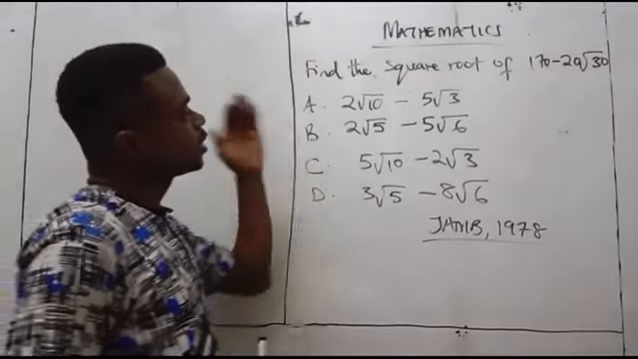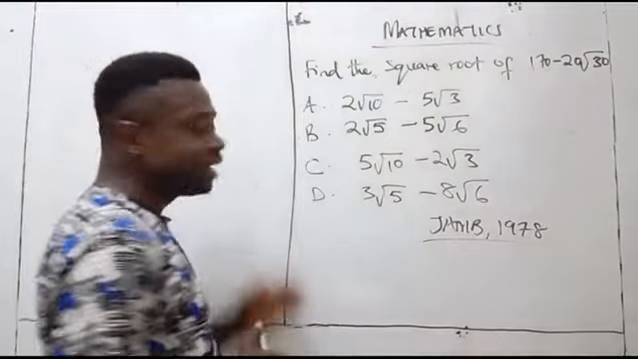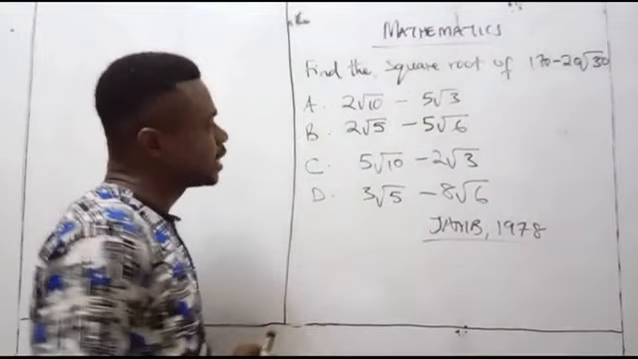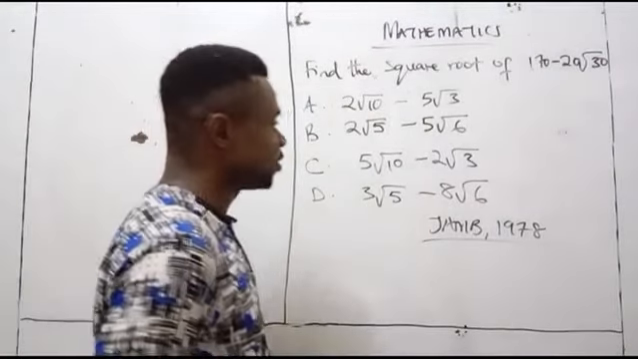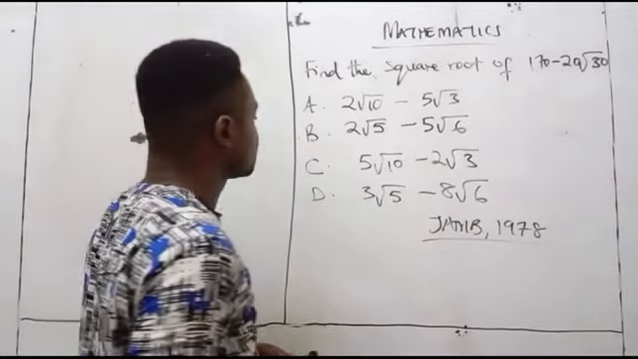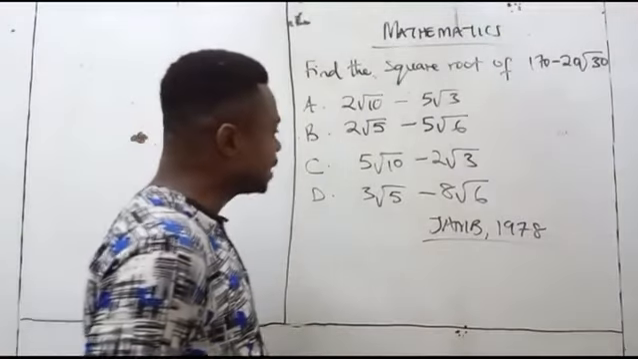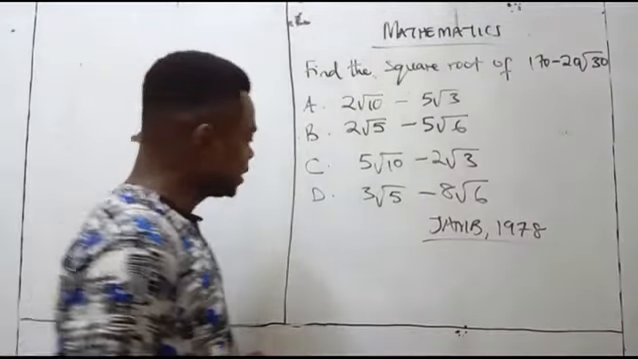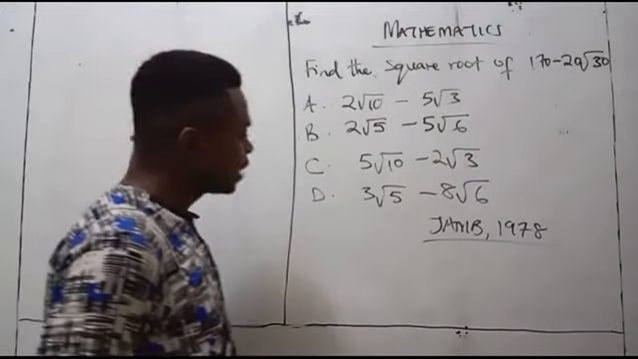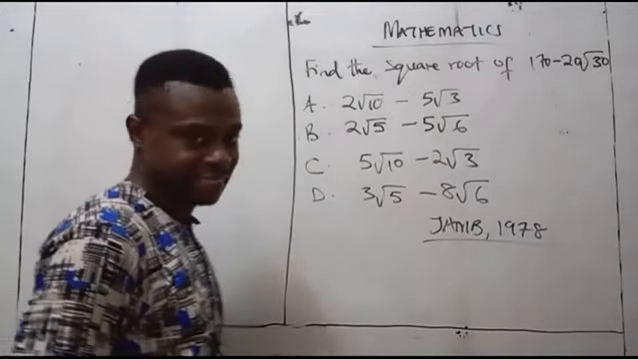Option A says 2 root 10 minus 5 root 3. Option B says 2 root 5 minus 5 root 6. Option C says 5 root 10 minus 2 root 3. Option D says 3 root 5 minus 8 root 6.